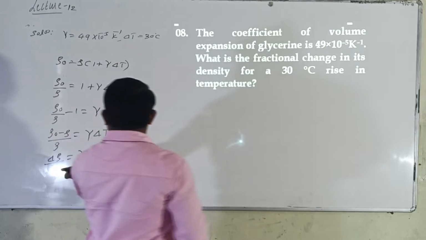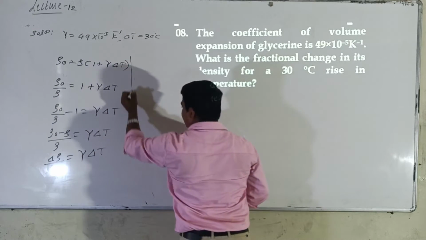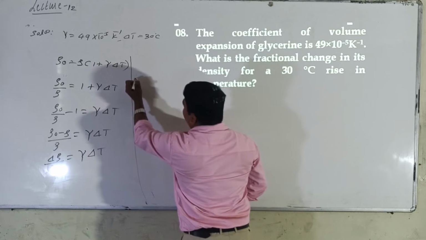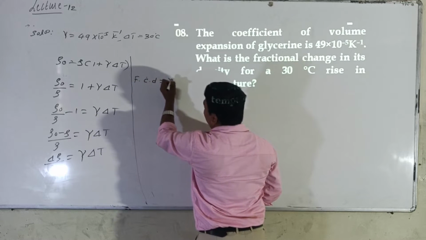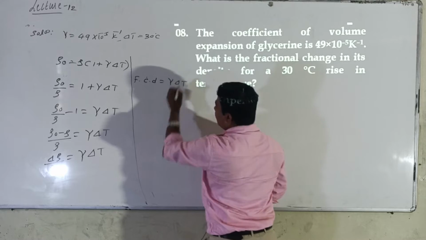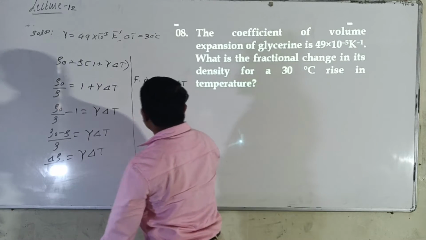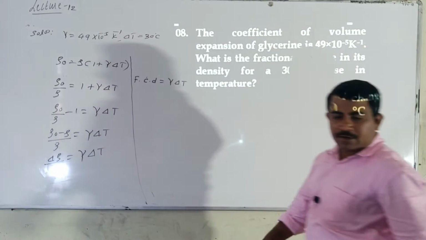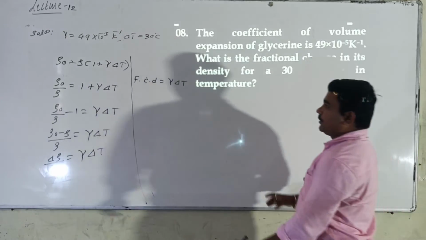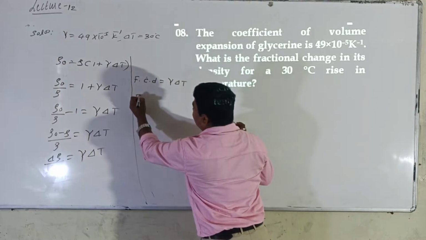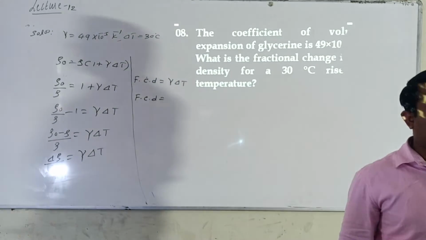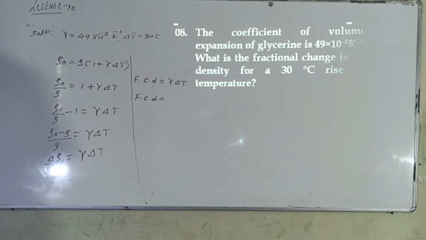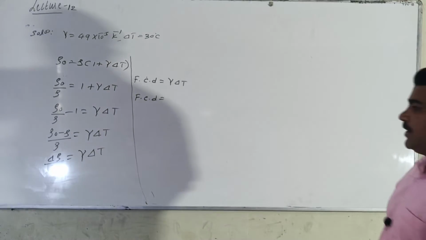See here, the fractional change in density equals gamma into delta T. Just solve it. How are we getting this? Look at me here. From this, the fractional change in density, the gamma value is already given. How much is the gamma value? It is 49 into 10 raised to minus 5 per Kelvin.